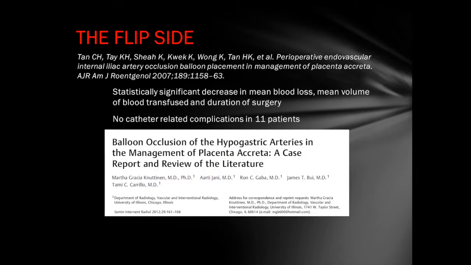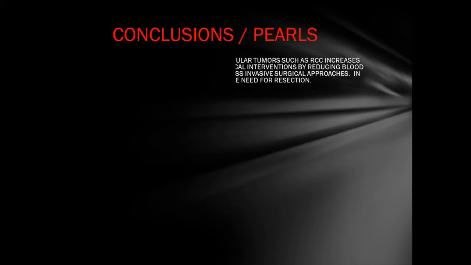And then this article from the Seminars of Interventional Radiology did a very nice comprehensive review of the literature. And of the 39 patients reviewed in the literature, there were no catheter-related complications. They documented the successful management of placenta accreta with preoperative balloon catheters in the hypogastric arteries or other arteries supplying the uterus. Occasionally they may be placed in the anterior division of the internal iliac artery, or rarely in the uterine artery itself.